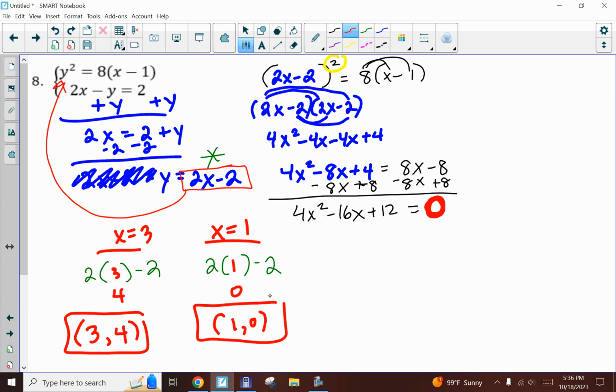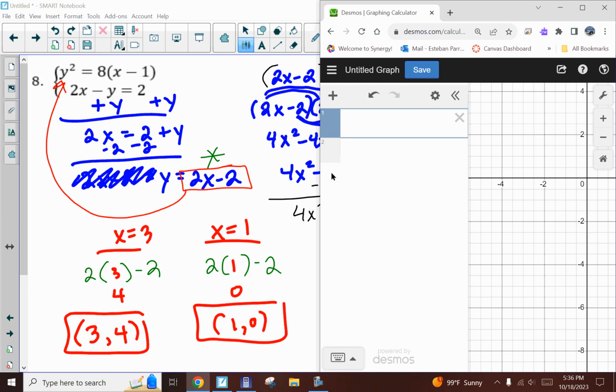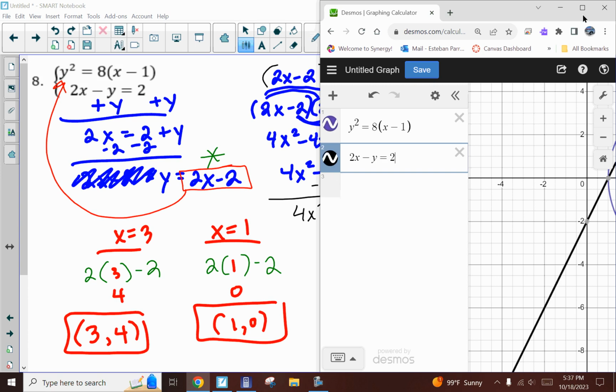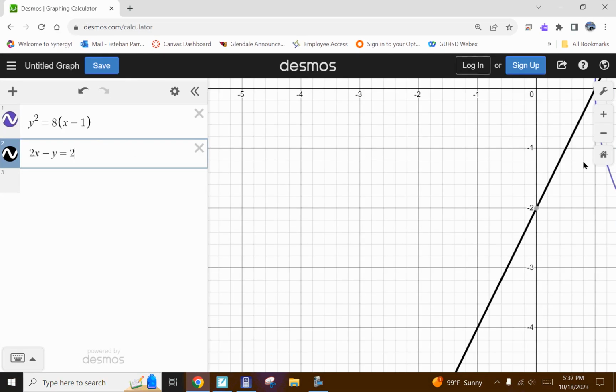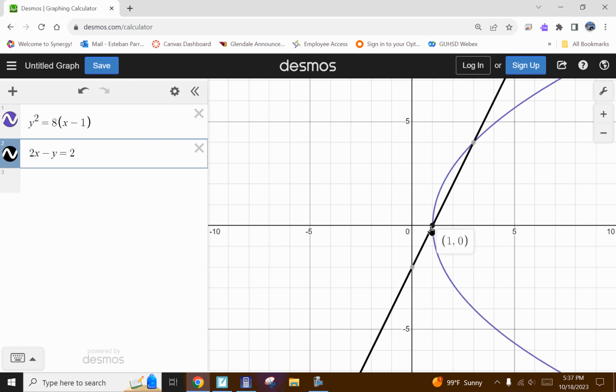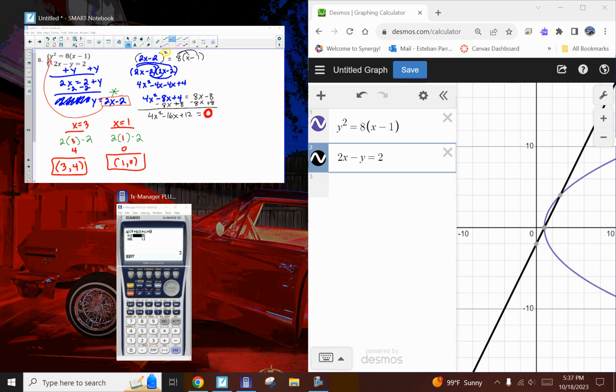And again, if you want to see if you did this right, you can always just go and plug all this stuff into Desmos. So Desmos would be y to the second power equals 8 parentheses x minus 1, and then the second equation is 2x minus y equals 2. So Desmos is kind of like a fallback plan in case you don't know what you're doing. You can always graph it, and you can get the same exact answers you got as if you didn't graph it.